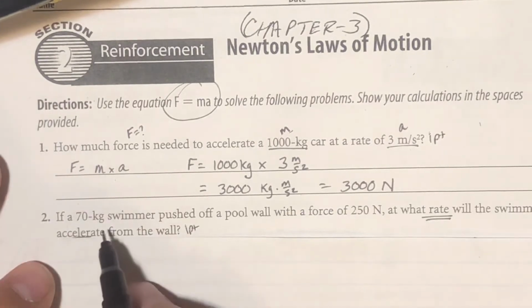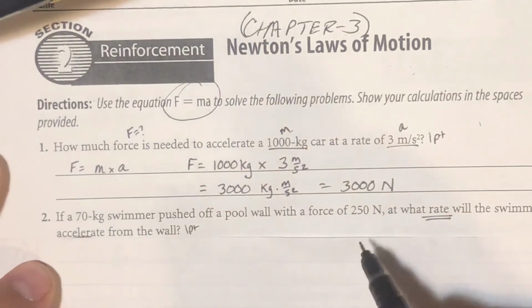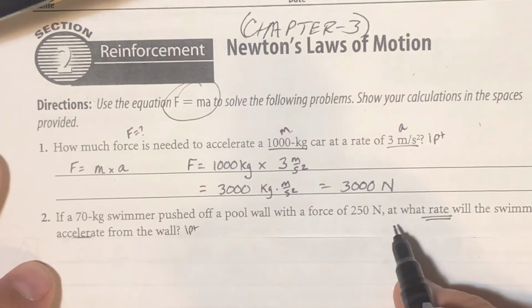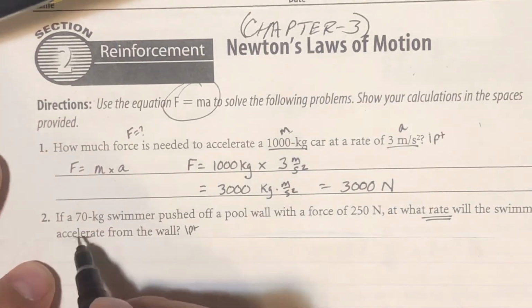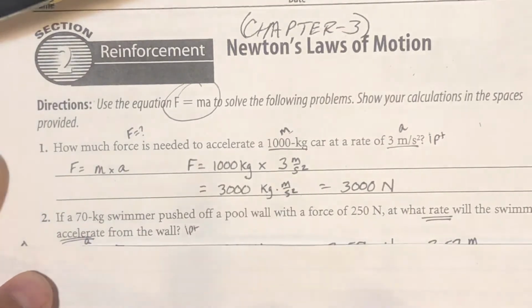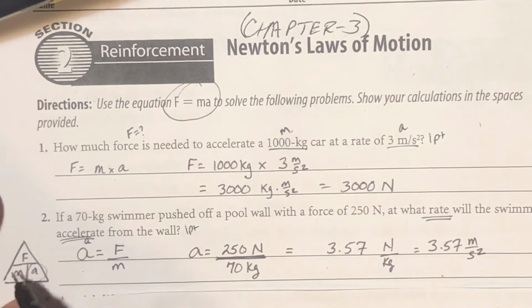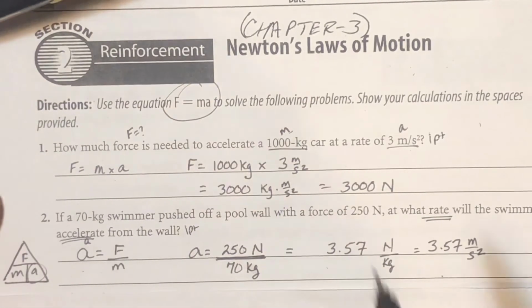Number 2, if a 70 kilogram swimmer is pushed off a pool wall with a force of 250 newtons, at what rate will the swimmer accelerate? So we're trying to find A in this case. And so, yeah, we know this. If we know our triangle, then we're trying to find A. We cover it up. Acceleration is equal to force over mass.